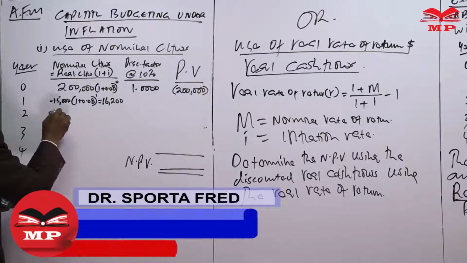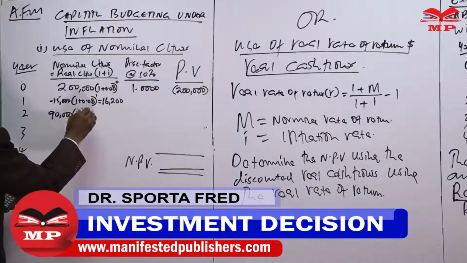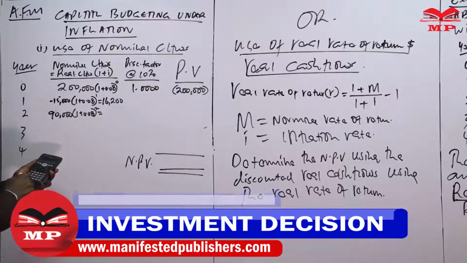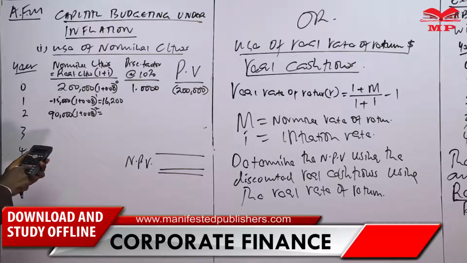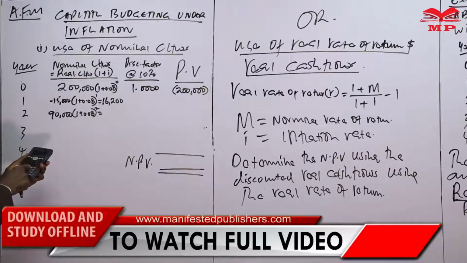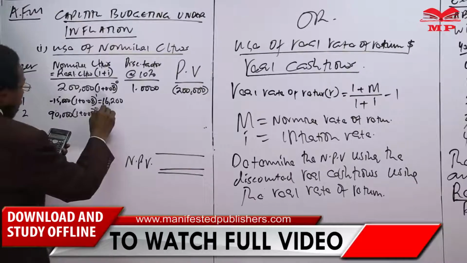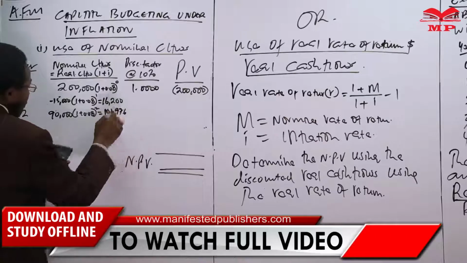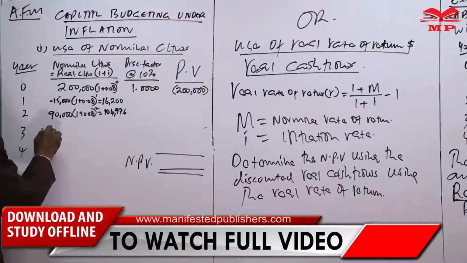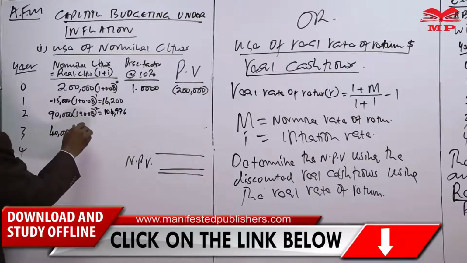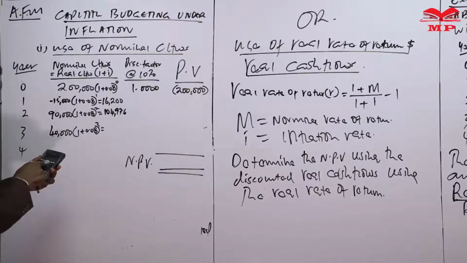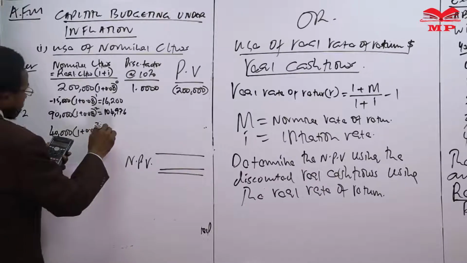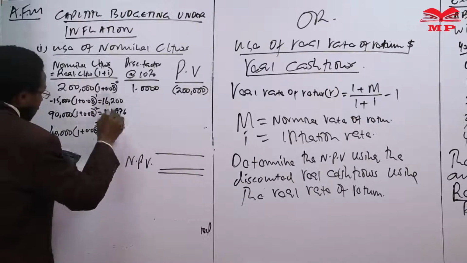Then I'll come to year 2. Year 2 is 90,000 positive. So 1 plus 0.08 raised to 2. What will that be? So 1.08 squared, then I multiply by the 90,000. I'm getting 104,976. Then I'll come to the third year, 40,000, 1 plus 0.08 raised to 3. What will that be? So 1.08 raised to 3, I multiply that by 40,000, I'm getting 50,388. Let me round off that.